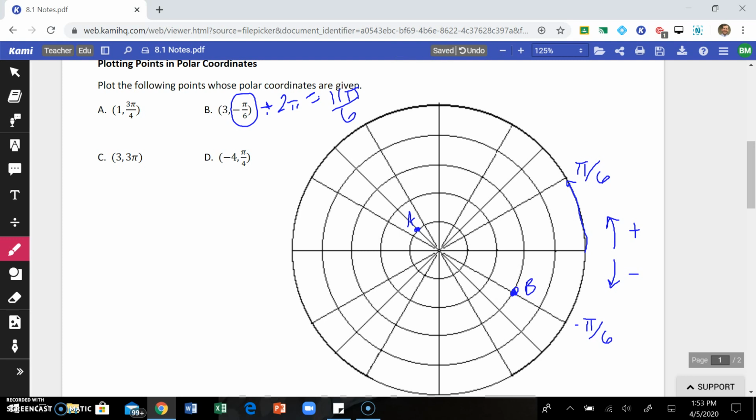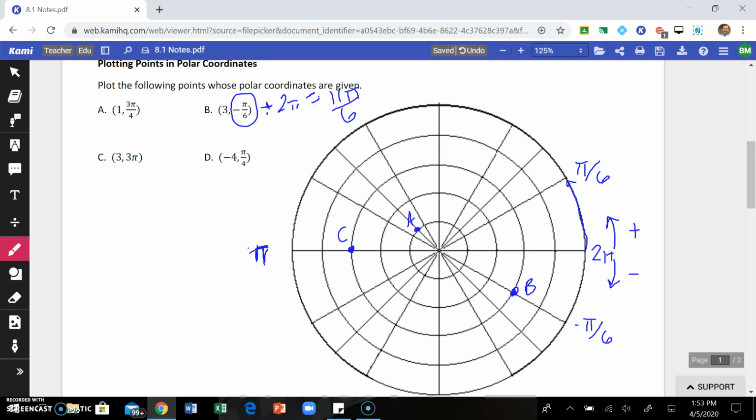C is 3 comma 3 pi. So again, third ring, 3 pi. Remember, all the odd numbers of pi are located over here on the left. That's 1 pi, and then 3 pi, and 5 pi, and so forth. All the even numbers of pi are over here on the right. So 3 pi is going to be straight out to the left on the third ring, which is going to put me right here. That's point C.